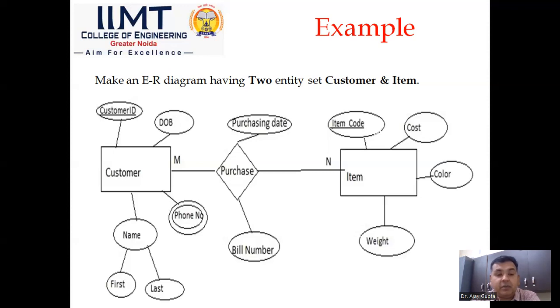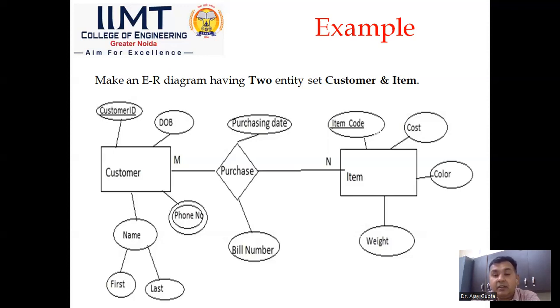Then we have taken date of birth, which is a simple attribute. Then phone number, which is a multivalued attribute, meaning a customer can have more than one phone number. Then name: is it a simple attribute or a composite attribute? This is a composite attribute. Why? Because name can be divided into two further subparts, first name and last name. So here name is a composite attribute.